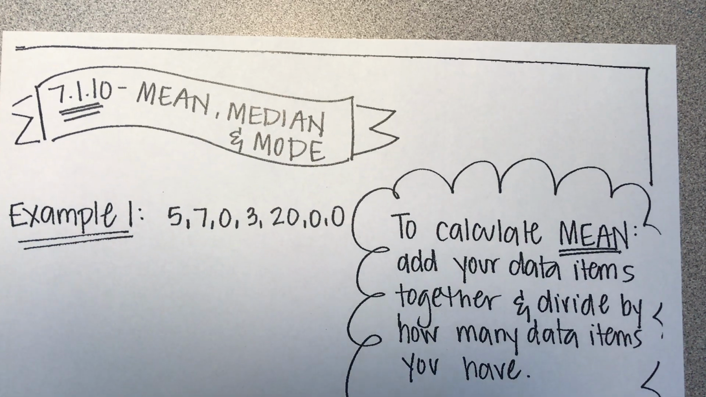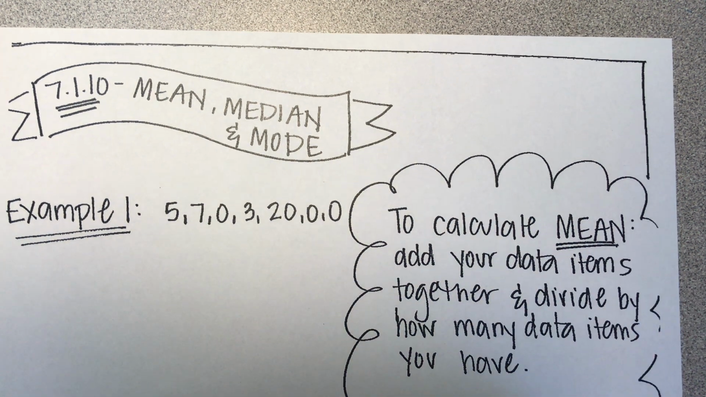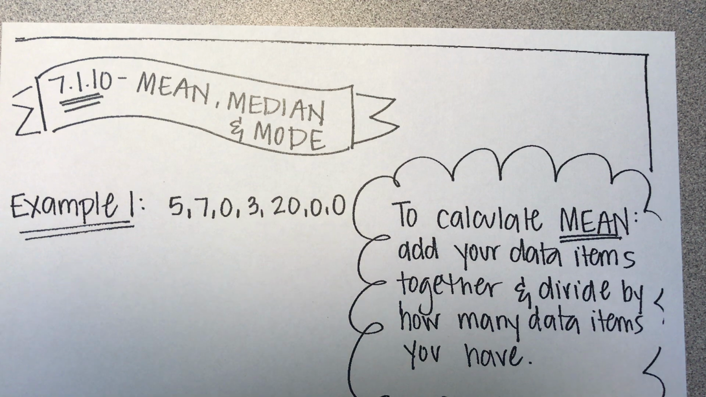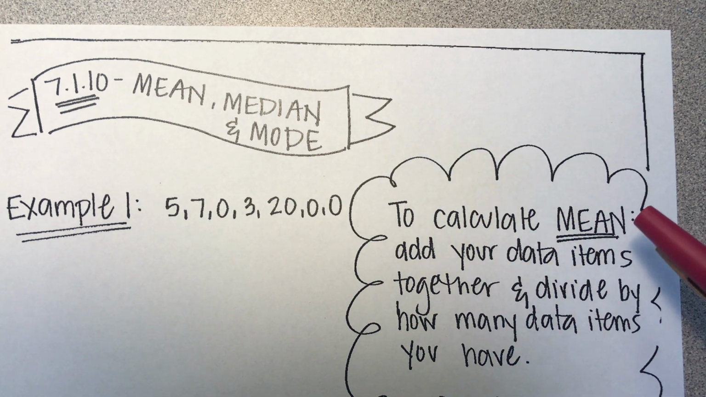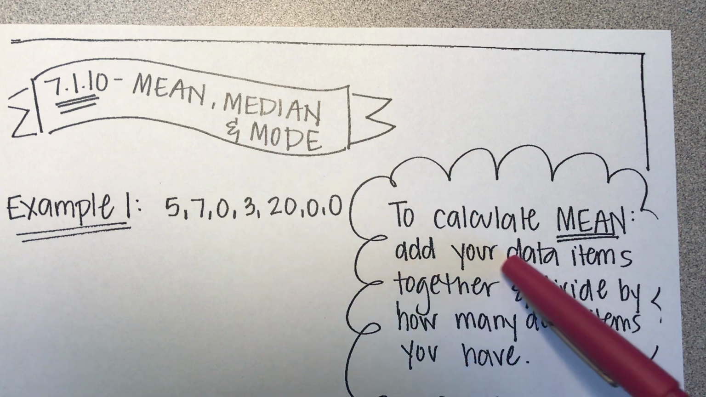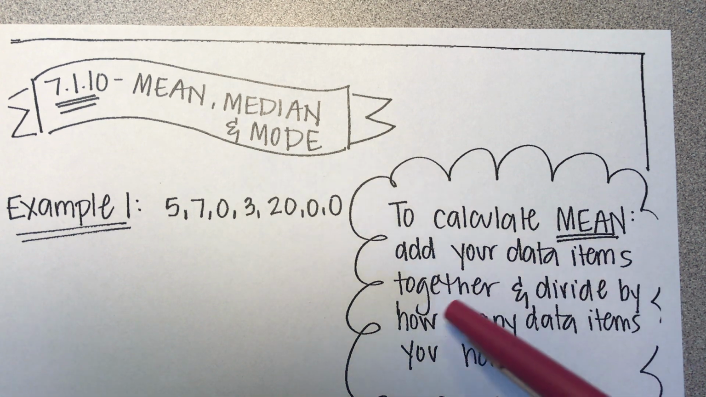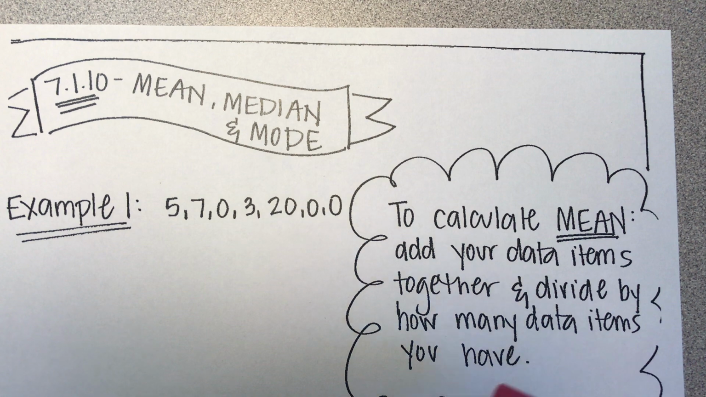Okay, so today we're going to finish chapter 1 by talking about mean, median, and mode. So over here on the side, I've written out how to calculate each one. Okay, mean is another word for average, and that is where we're going to add our data items together and then divide by how many data items we have.